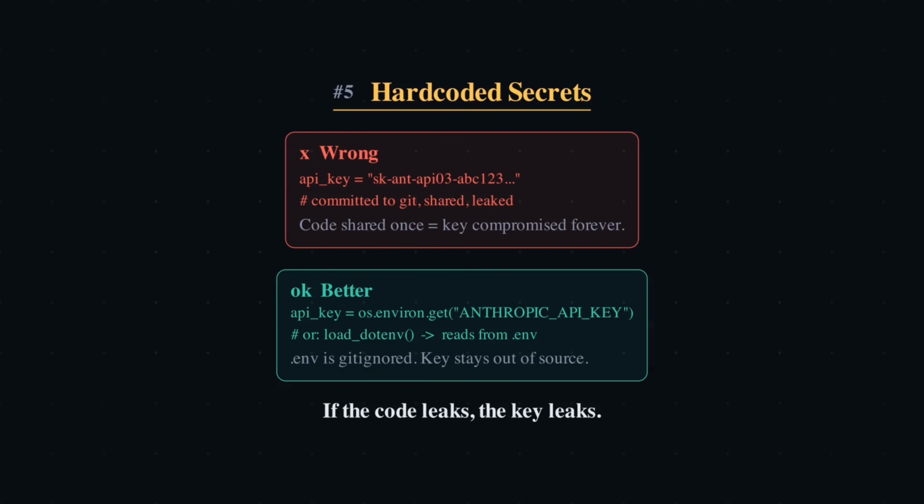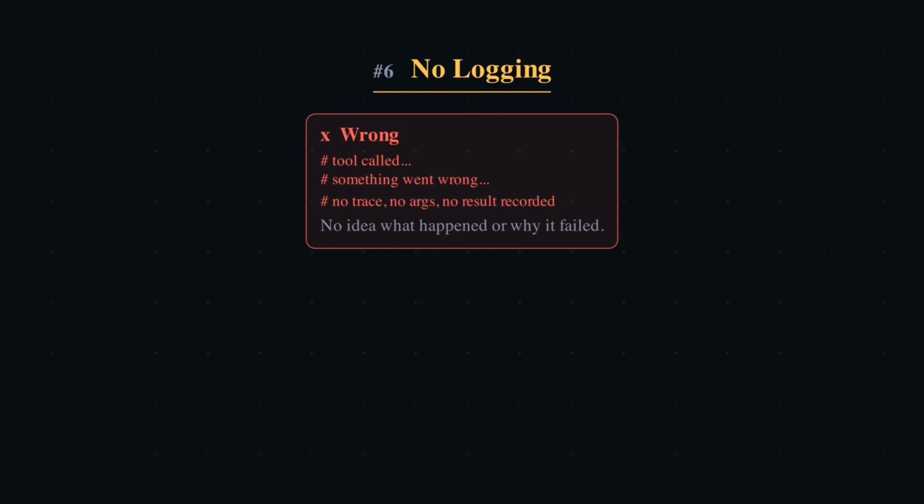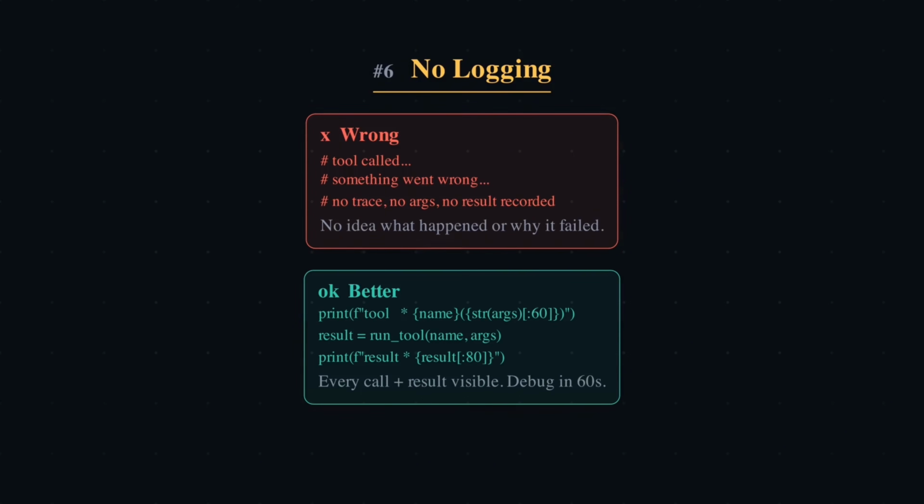The fifth mistake that people make is hardcoding secrets. The API key is in the source code. If the code is ever shared, checked in, or leaked, your key is compromised. So better use environment variables, a secrets manager, never in your code.